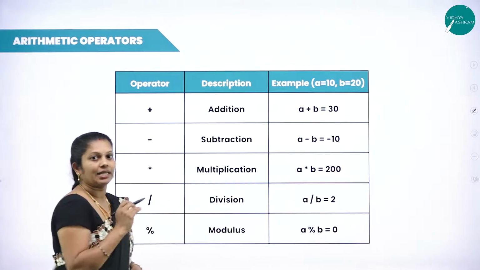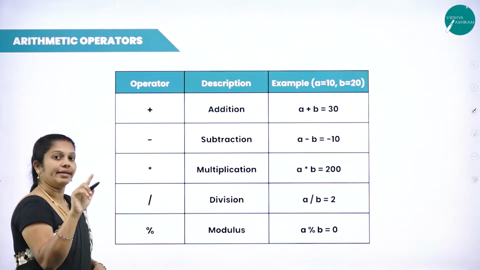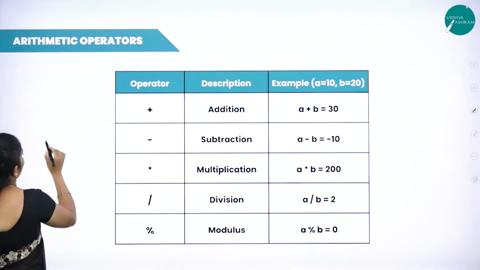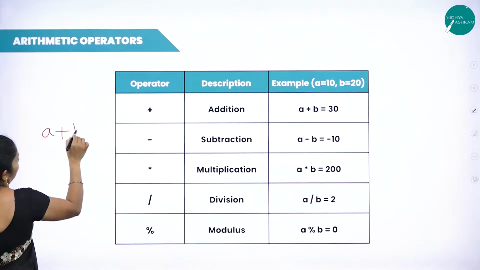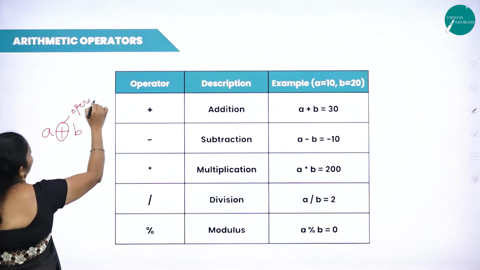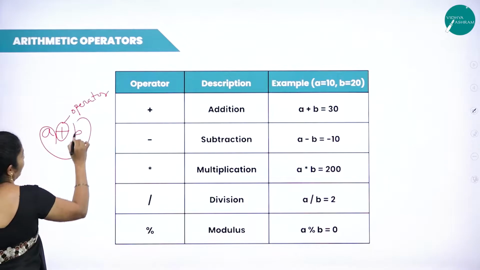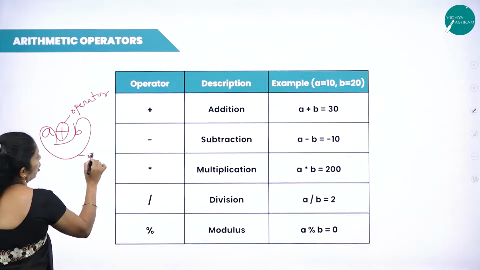Then what exactly will the exam ask you to write? First, operator. Then what do you mean by operator and then operand? For example, if you have A plus B, then this plus can be called the operator. Then the variables, that is A and B, can be called operands.